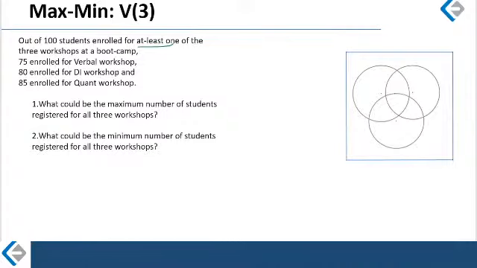What do I do on the first one? Just like the way we worked on this, 75 plus 80 plus 85 is the total number of variables. Assume that there are 75 variables called V, and there are 80 variables called D.